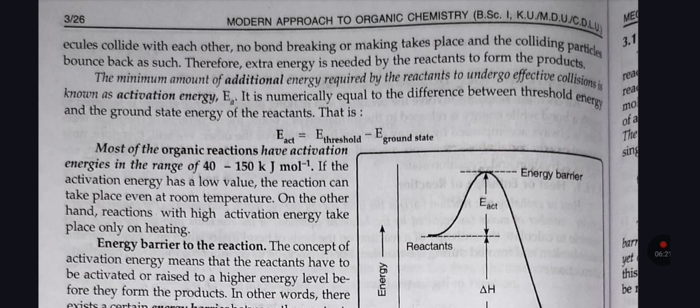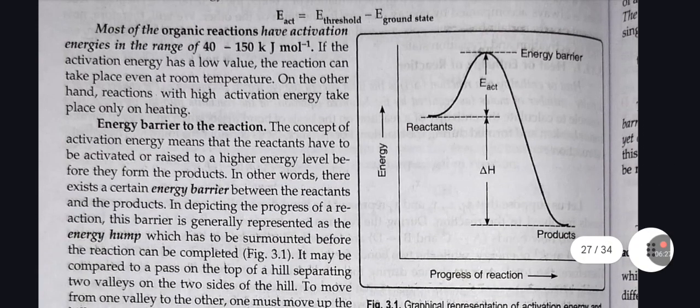Most of the organic reactions have activation energy in the range of 40 to 150 kilojoules per mole. If the activation energy has a lower value, the reaction can take place at room temperature. On the other hand, a reaction with high activation energy takes place only on heating. Energy barrier to the reaction.